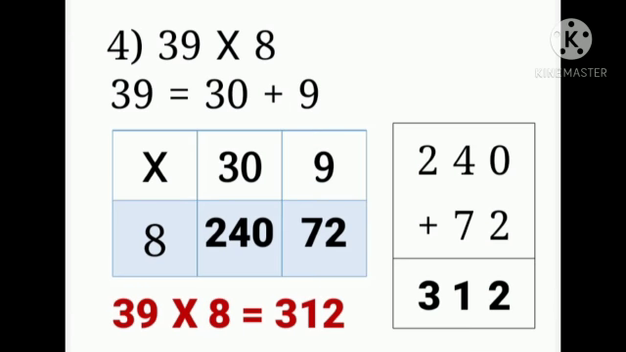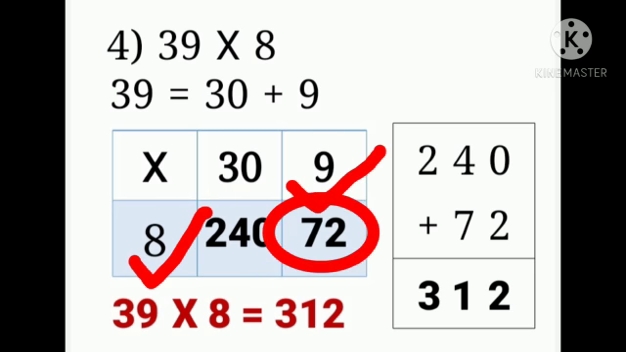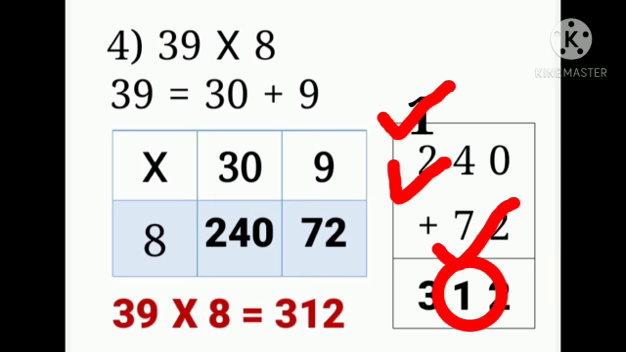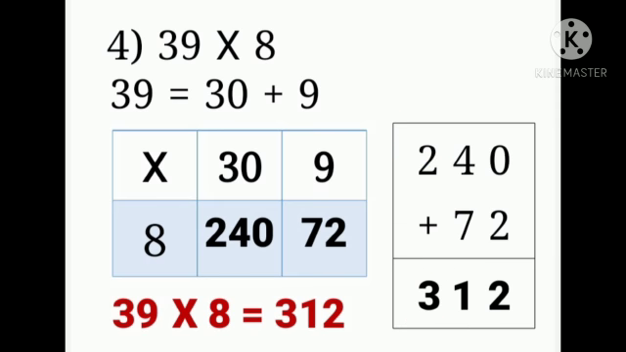Let's see the next one. 39 multiplied by 8. Again 39 is a two-digit number. We will expand it. So 39 is equal to 30 plus 9. Arrange the numbers and start multiplication. 8 multiplied by 30. So 8 3s are 24 and place a 0 after it. 8 9s are 72. Now arrange the numbers in addition column. 240 plus 72. Starting from units place, 0 plus 2 is 2, 4 plus 7 is 11 and 2 plus 1 is 3. Therefore, 39 multiplied by 8 is 312.